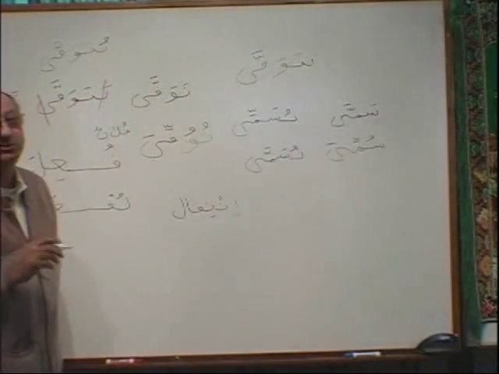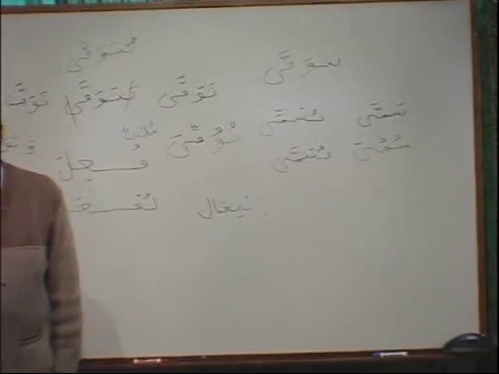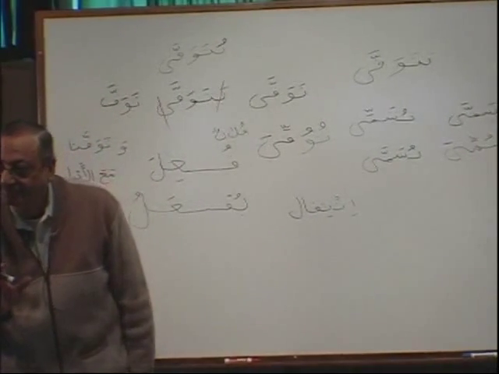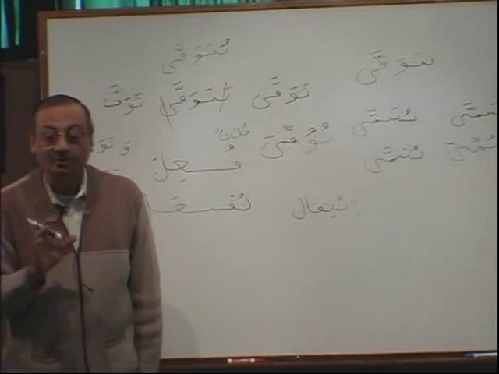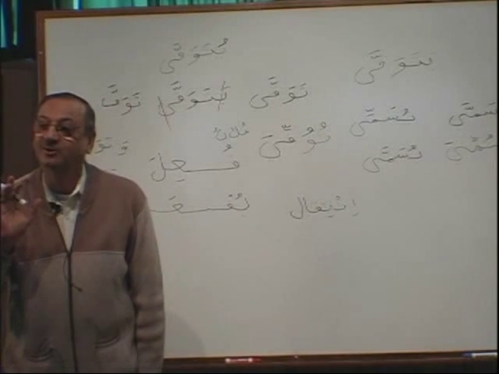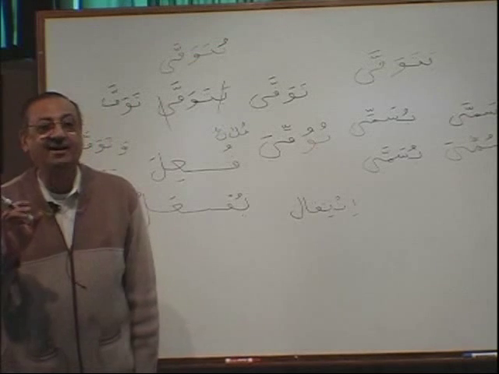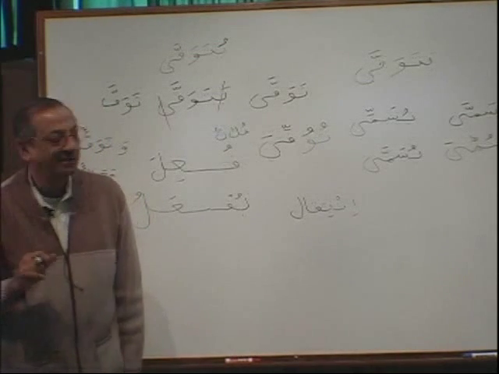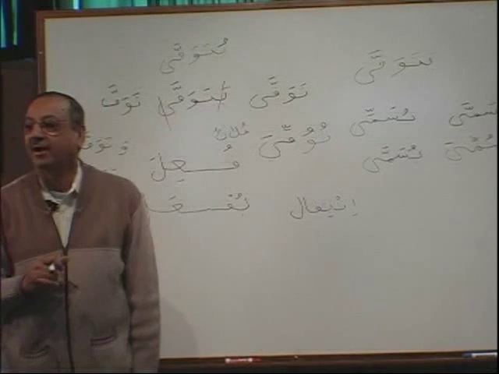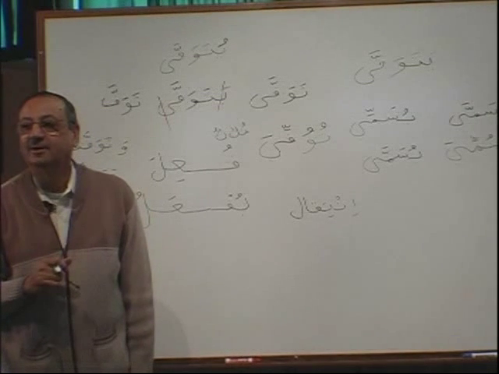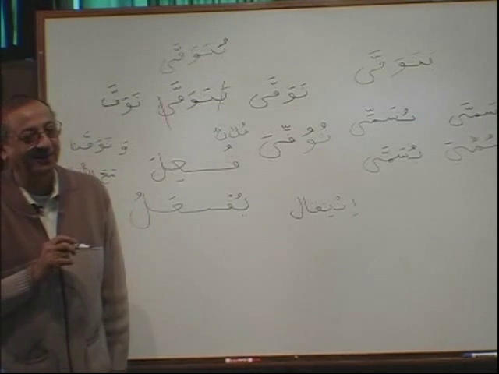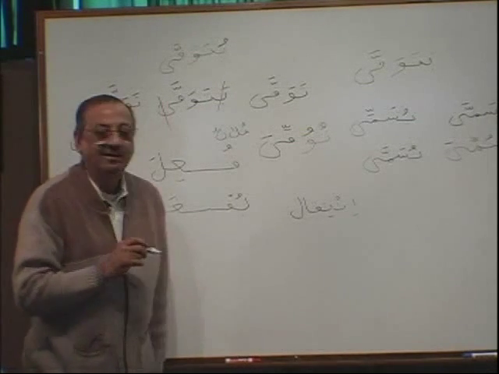Okay, this is tricky, but I want to test your knowledge. Remember, the verb is naqis. So we should remember all the rules of making ism fa'il and ism maf'ul for the naqis verbs. Fine. Make ism fa'il. Mutawaffin. Masha'Allah, masha'Allah. Sister Rahima.